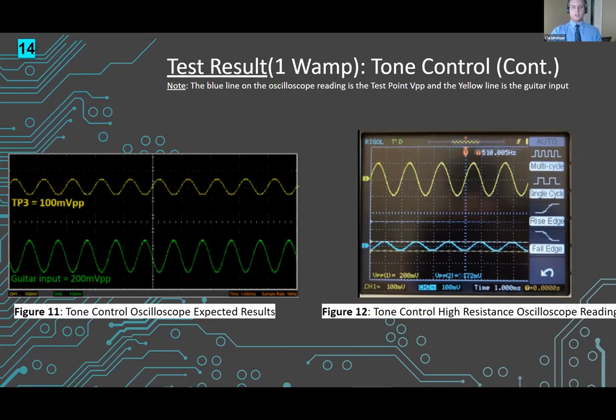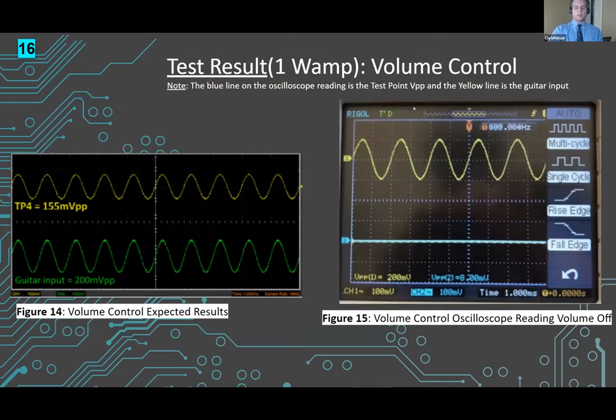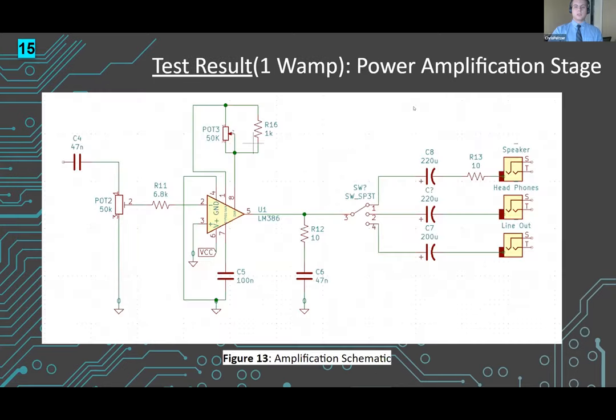Now we're going on to the power amplification stage, which is separated into volume control and gain control, where I would like to mention that in the original design, we were wanting to add headphones and line out, but because of the coronavirus, we weren't able to implement these into our design. So the only thing we have is our speaker.